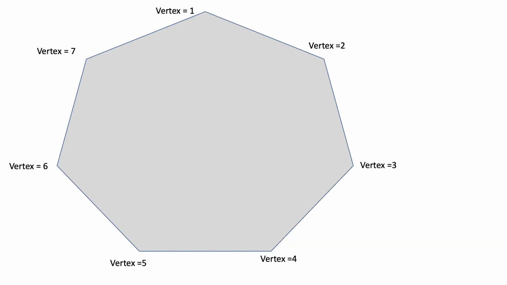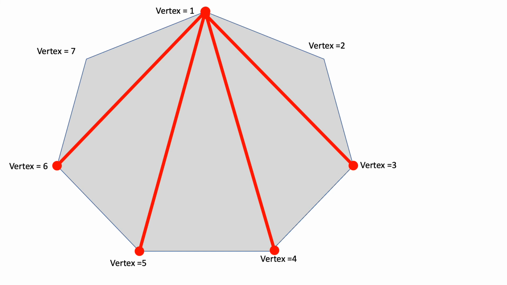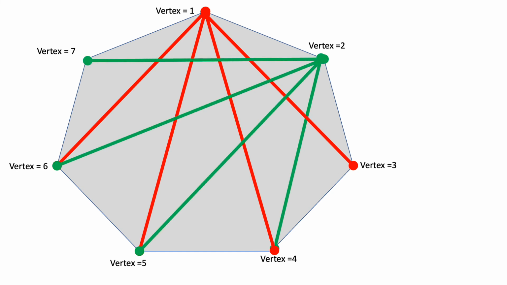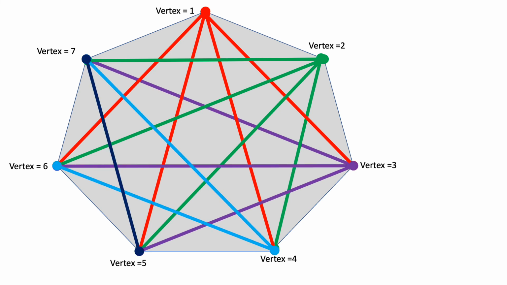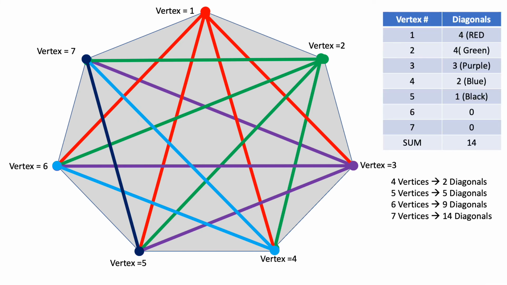Here is another quick example for a heptagon. Vertex 1 and vertex 2 have 4 diagonals and then a sequence of reducing diagonals of 3, 2, 1, and 0 follow it. Thus, the entire sequence is 4, 4, 3, 2, 1, 0. In total, the number of diagonals is 14.